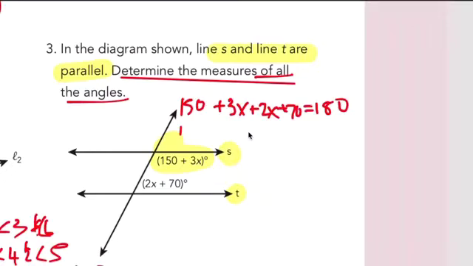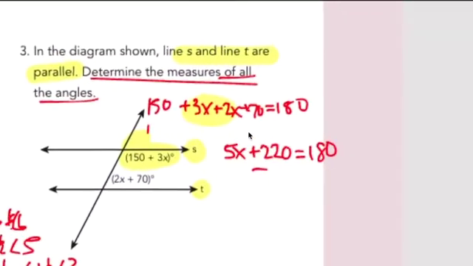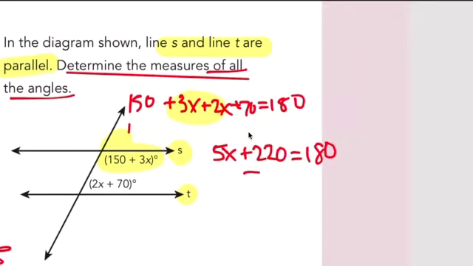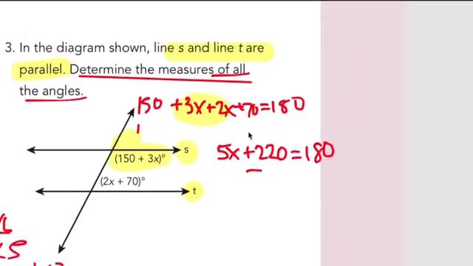Combine the things that are alike. These are alike right here. That's 5x plus 220 equals 180. They gave incorrect numbers. They are wrong, because you can't have negative degrees. Unless I did something wrong, which is likely, that happens, but it doesn't look like it. I think they made a mistake.